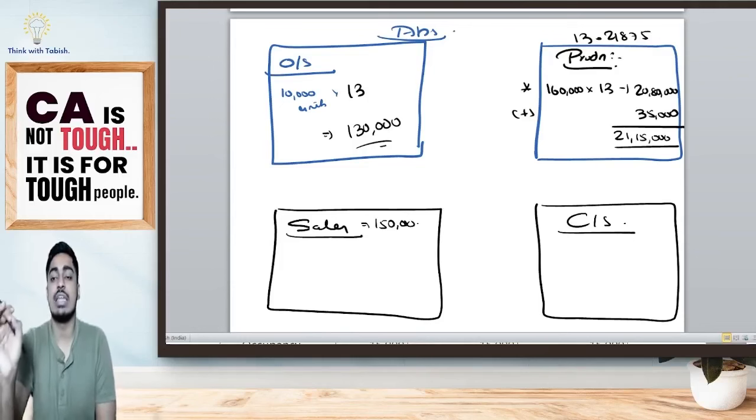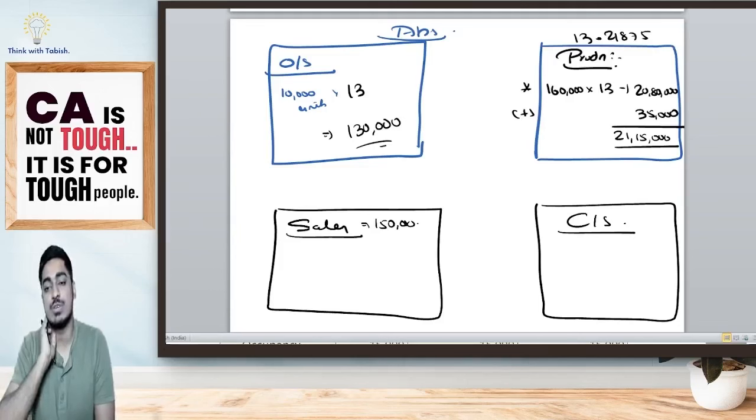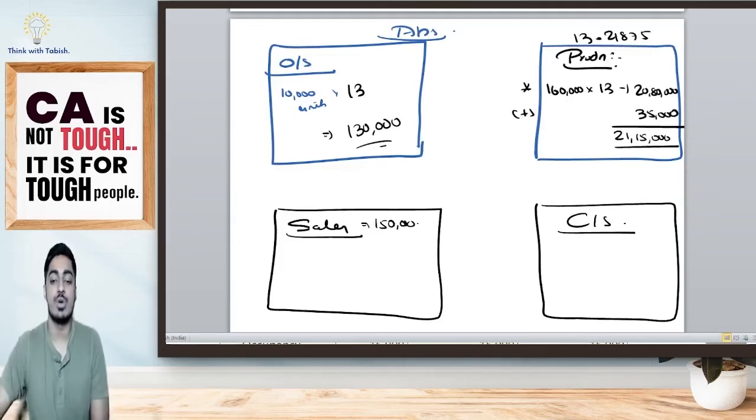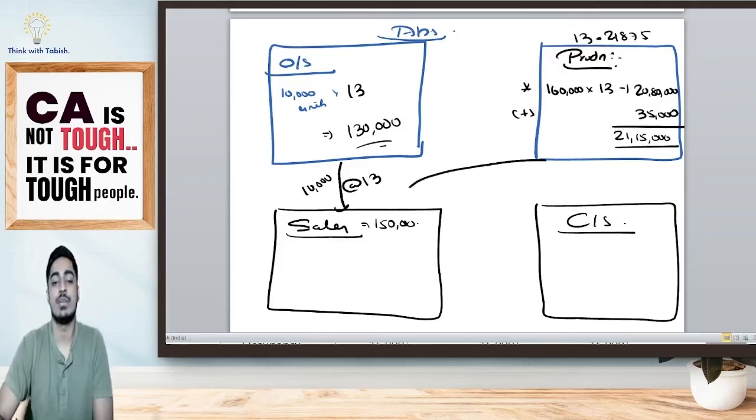The question is not telling anything. Which method of valuation will I be opting for by default, students? I'll be going for FIFO, first in, first out. Firstly I'll pick from my opening stock. 10,000 units I will get from here at the rate of 13. Altogether I have sold 1,50,000, that means the balance 1,40,000 I will get from here at the rate of 13.21875.